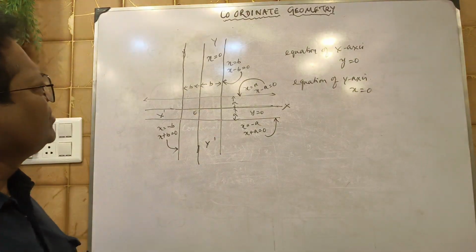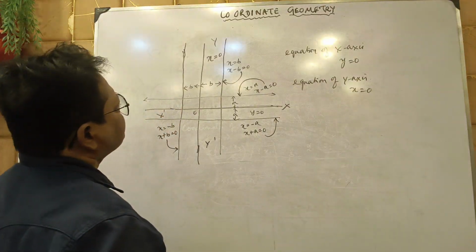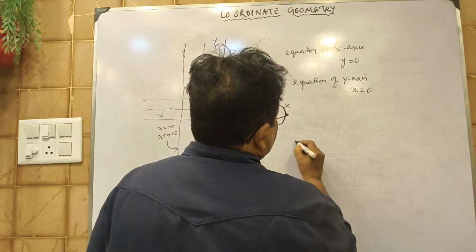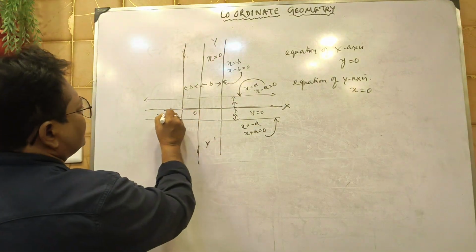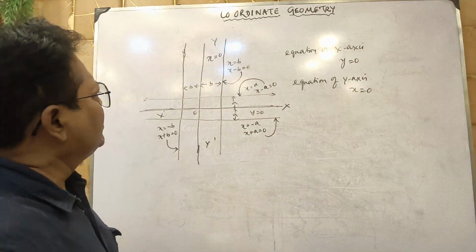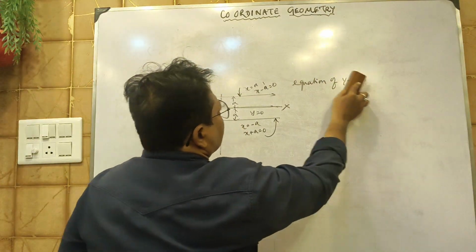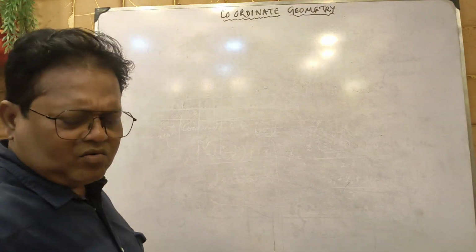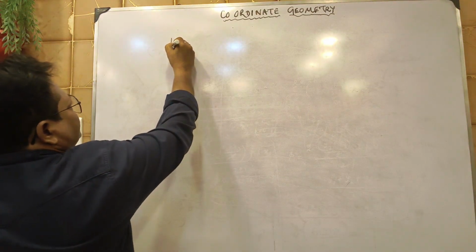It is very clear to you. Up to this it is okay. Now again I will go to another section, that is, what is the equation of a straight line.